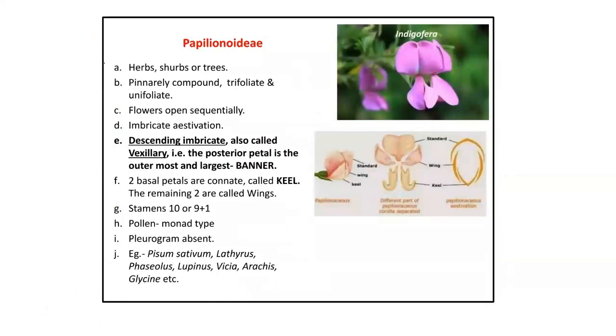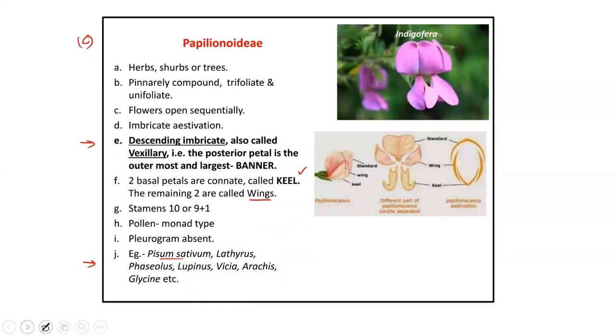Now, the third and last subfamily to talk about is the Papilionoideae, and in this, the important point is descending imbricate aestivation, also called vexillary. That is, the posterior petal is outermost and largest, and it is also called the banner. Okay, then the keel is also important. What does that mean? The two basal petals are connate, and together they are called the keel. The two remaining are called wings. So you should be knowing about this. Then the genera present in this are Pisum sativum, that is pea, Lathyrus, Phaseolus, Lupinus, Arachis. These are the examples of the Papilionoideae subfamily.